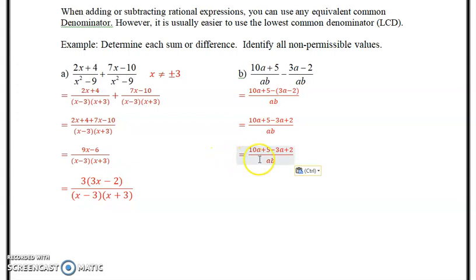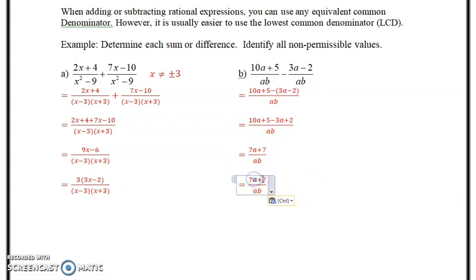We're going to add like terms. We're going to get 7a plus 7. And I always factor just to make sure. Probably seeing it, you're not going to get anything here. That's fine. There's your final answer, simplified. Nothing else we can do. You could take an a out, then an a could have been divided, but that wasn't the case here.